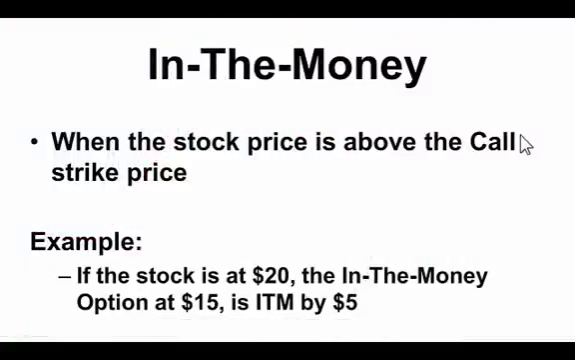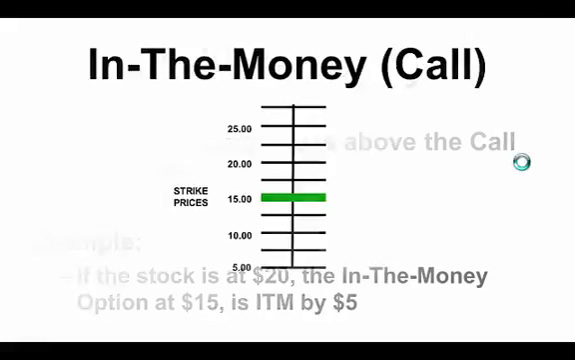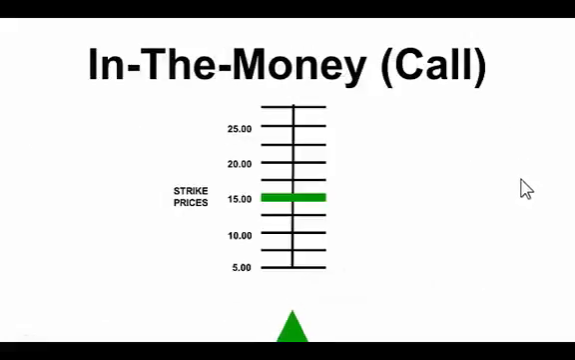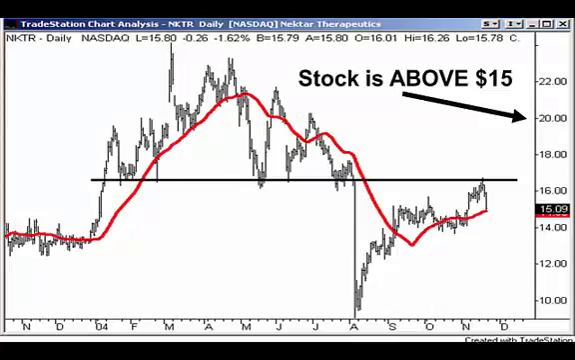In the money is when the stock price is above the call strike price. For example, if the stock price is at 20, then the in the money option at 15 is in the money by $5. So, for example, if I own the $15 call option and the price of the stock goes up, it's in the money. So here's a chart. Let's say I own the $15 call option and the stock price is currently at 20. Well, that option at 15 is currently in the money by $5.